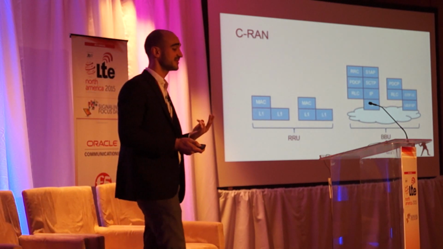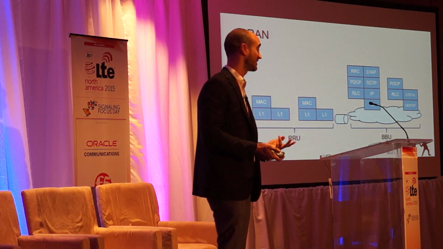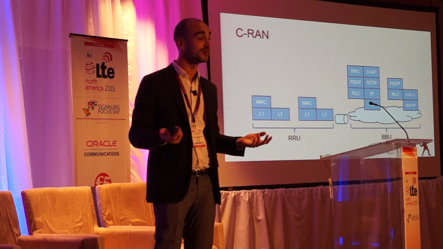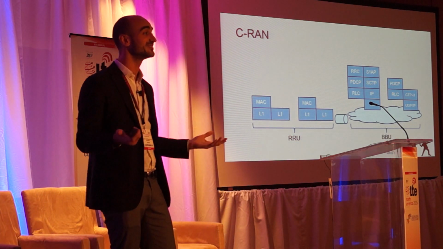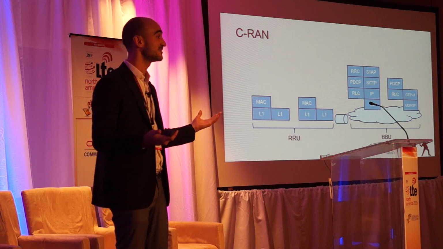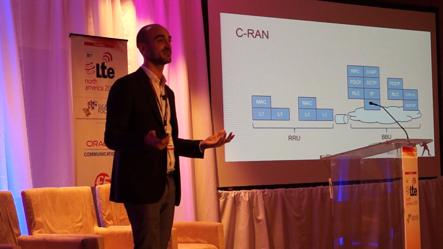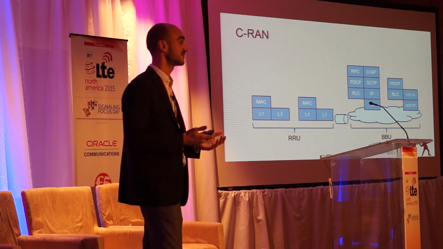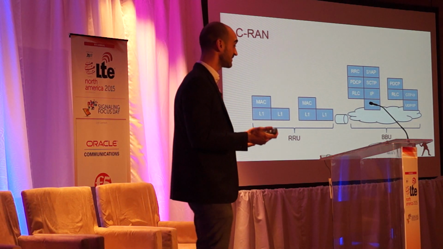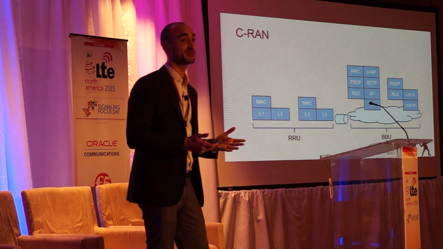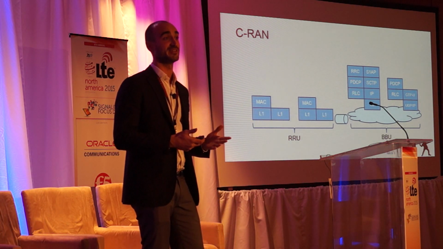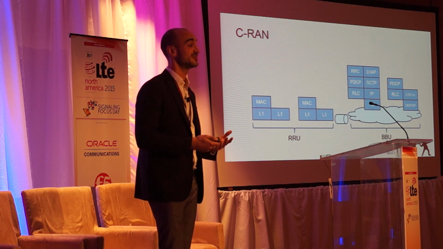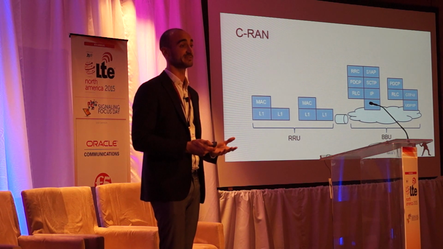There are two problems with CRAN. One of the problems is that cylinder there, which tries to represent the front haul. The front haul is this new entity that appears between the remote radio head and the baseband unit. And depending on where you put the split for CRAN, as was presented before in the Small Cells Forum presentation, you will need a very good transport network and a front haul that has a lot of capacity and very low latency.